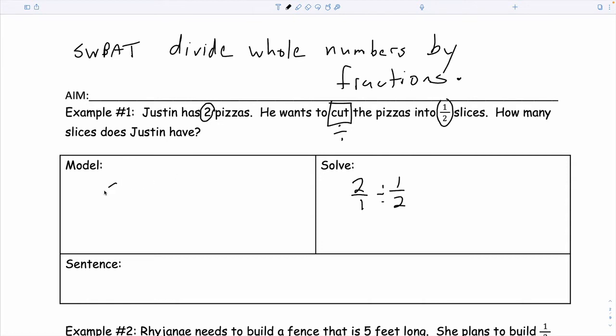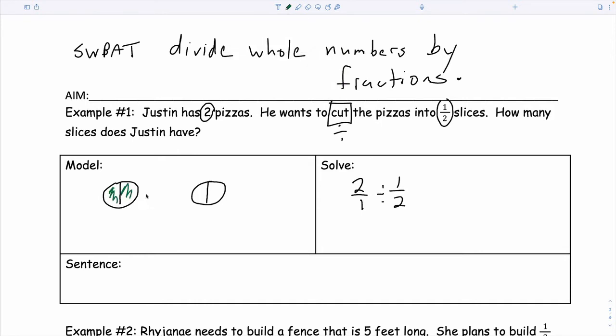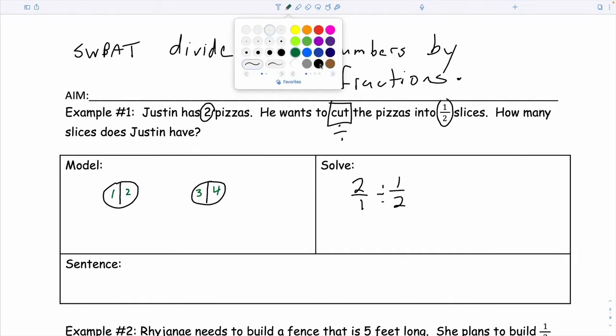For the model today, this one actually kind of makes sense to me. The other ones were a little confusing possibly to you. This one actually looks like it should. You have 2 pizzas as circles and you're cutting them in half. Okay. Well, now he has how many total slices? There's 1, 2, I'll label it 1, 2, 3, and 4. 4 total slices.